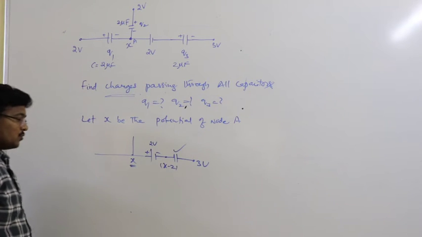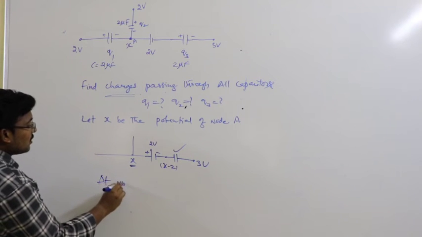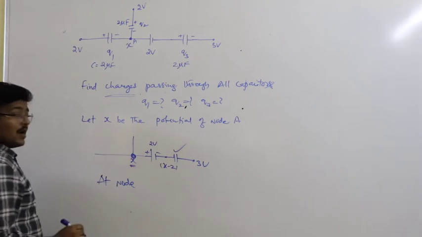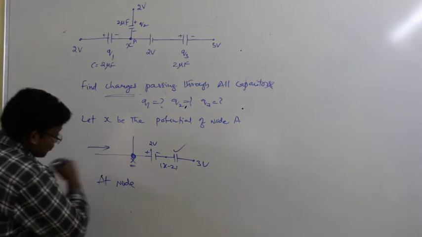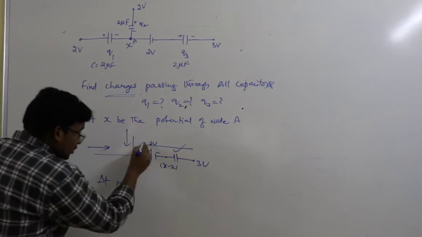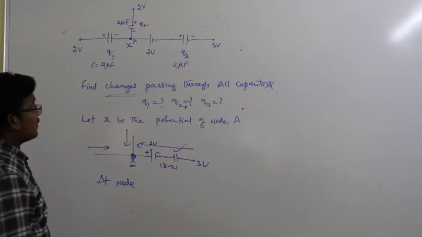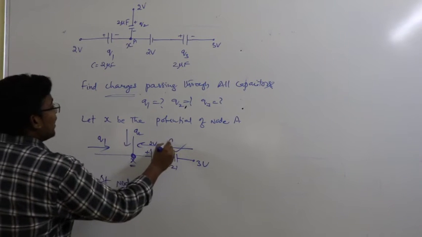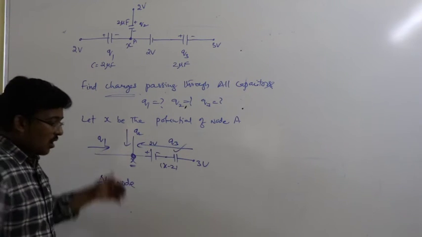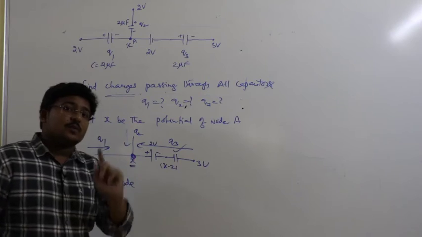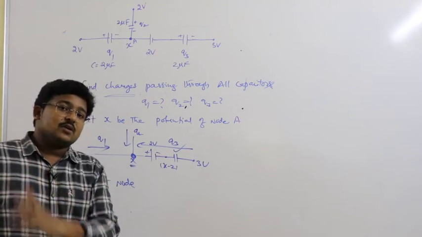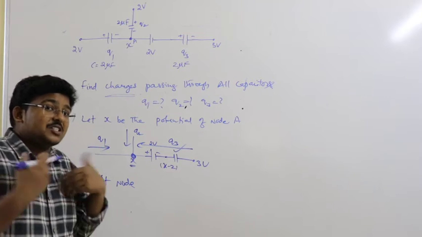Now what I need to do, at a node I am just assuming this is a node, I am assuming some charge, all the charges are coming towards it, so as it is Q1, as it is Q2 and Q3. So all the charges are coming, and we know from Kirchhoff's law, charges entering is equal to charges leaving, so there is no charge leaving, it is my assumption.